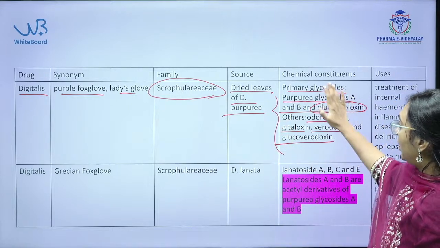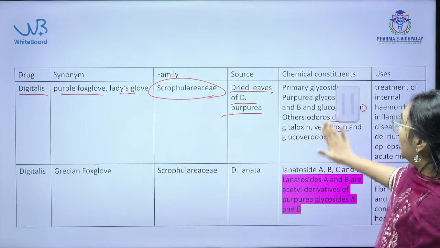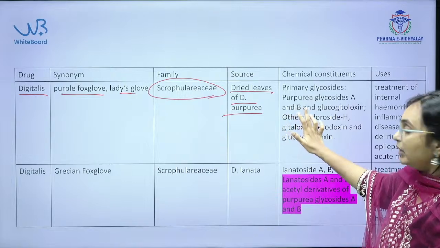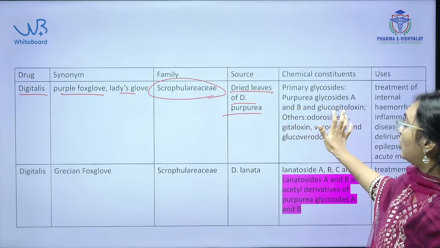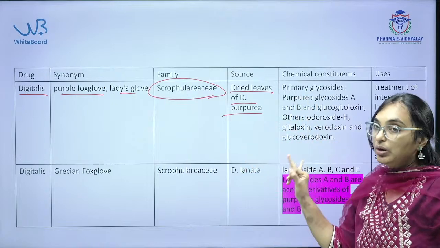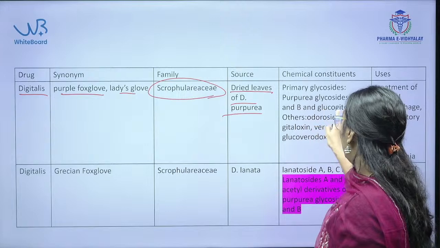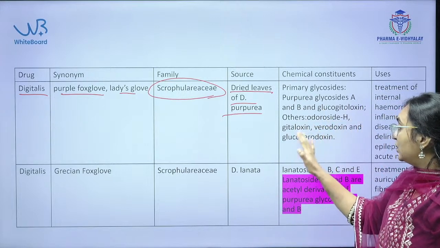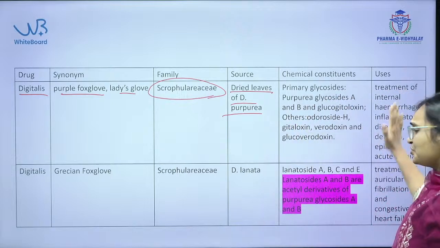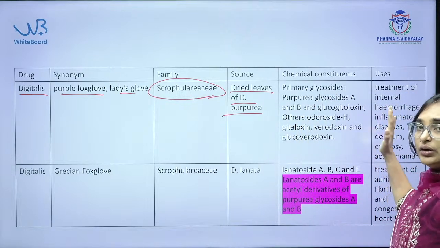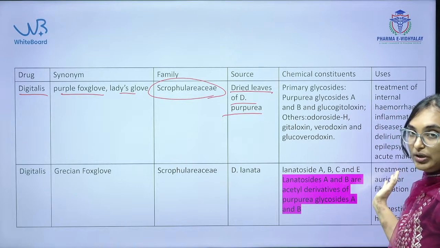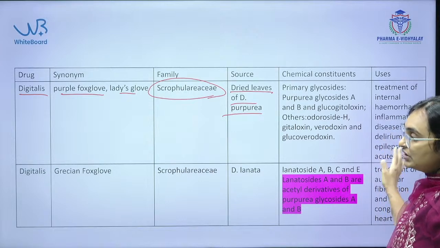Particularly, you have to remember the purpurea glycosides. What are the primary glycosides? Purpurea glycoside A, purpurea glycoside B and glucogitaloxin. These three are primary glycosides. Others are odoroside, gitaloxin, verodoxin, glucoverodoxin. These are used for cardiac conditions, internal hemorrhage treatment, inflammation, delirium, epilepsy, acute mania. These are the uses for digitalis.